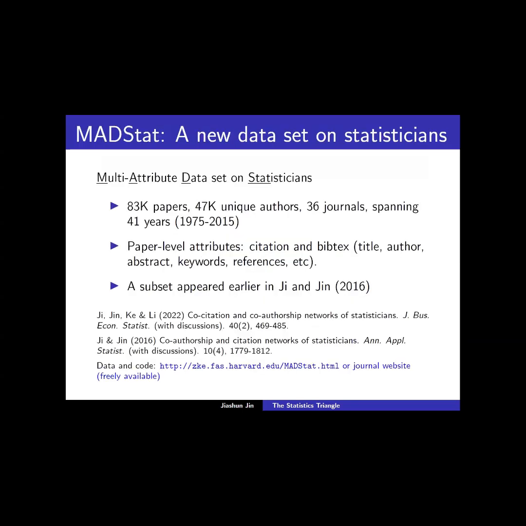So this started with a data set our team recently collected. Some of you may have heard about it. It is a large-scale, high-quality data set on statistical publications. We have roughly 83,000 papers published in 36 journals, spanning roughly 41 years in statistics journals. Because we started this in 2015, the data ends in 2015.